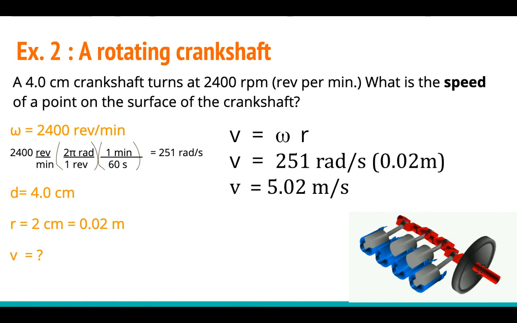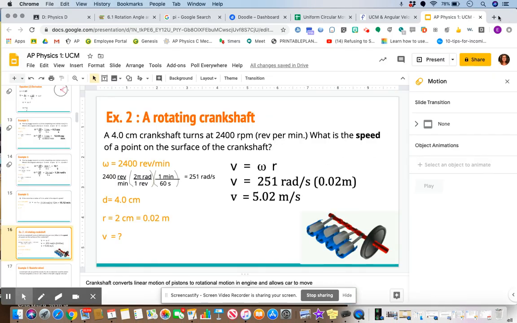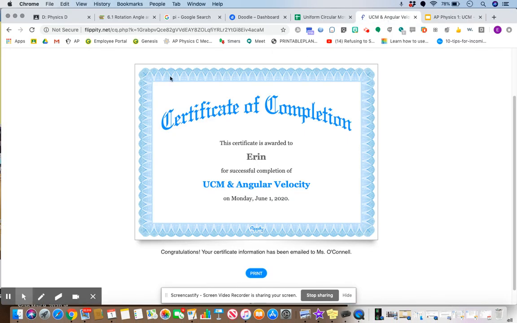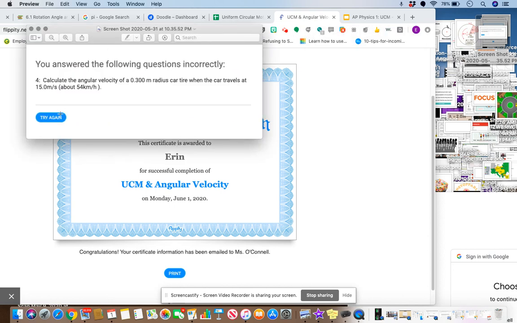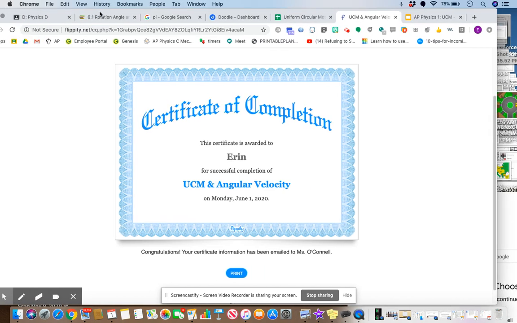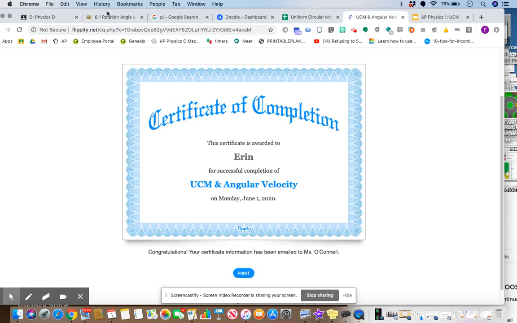Okay, so next we're going to head to the certification quiz, which, when you finish, will give you a congratulations certificate. You do not need to attach it anywhere. It's going to send me an email of your certificate to prove that you completed it. If you do not correctly answer all the questions, it will force you to keep going until you answer them correctly. So it'll make you retry a question until you get it correct. If you have any issues, send me an email, and I will talk to you guys tomorrow.